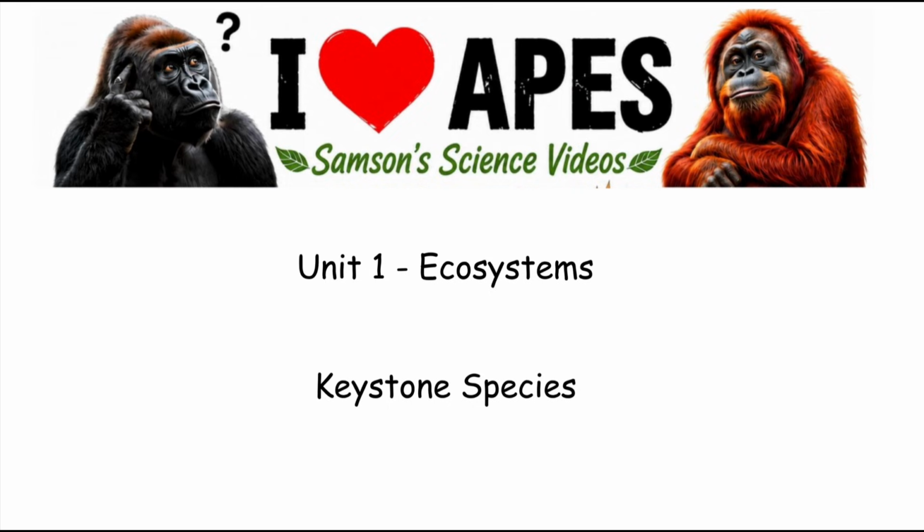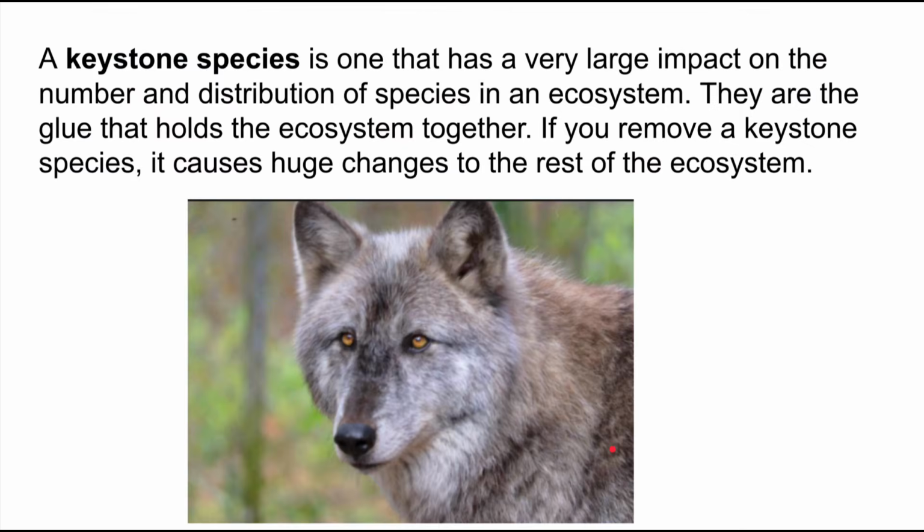Today we're going to be looking at keystone species and trophic cascades. Let's take a look at this. So, what is a keystone species? A keystone species is basically one that has a really large impact on the number and distribution of the different species in an ecosystem. They're like the glue that holds the ecosystem together.